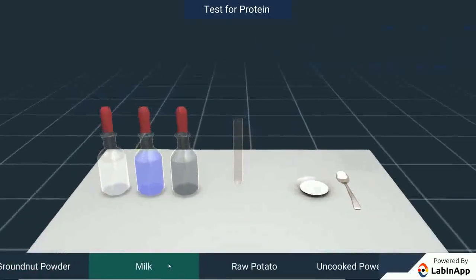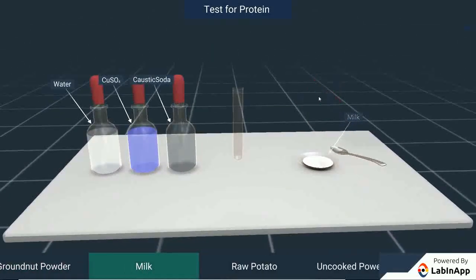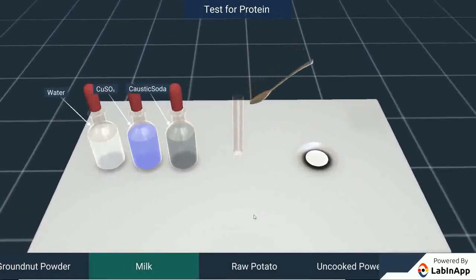Here we have taken some food samples like milk, raw potato and cooked powder. Look at this.